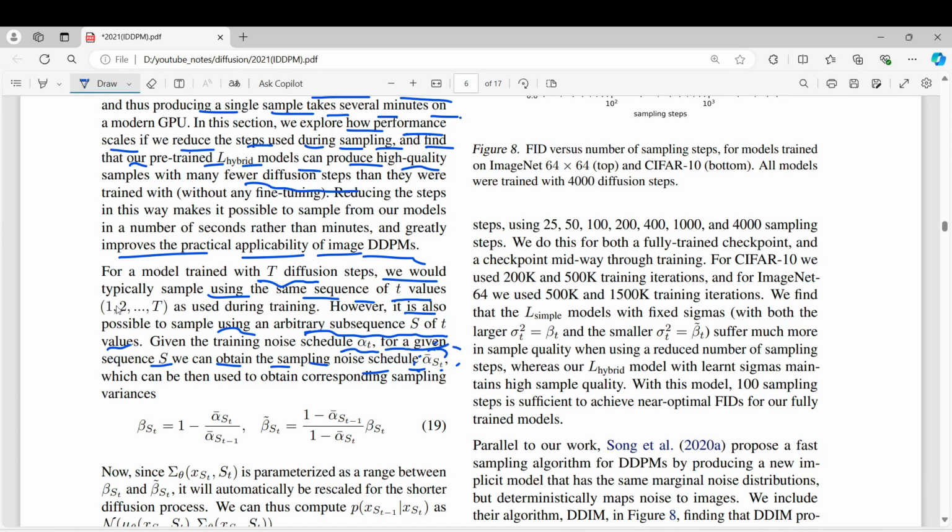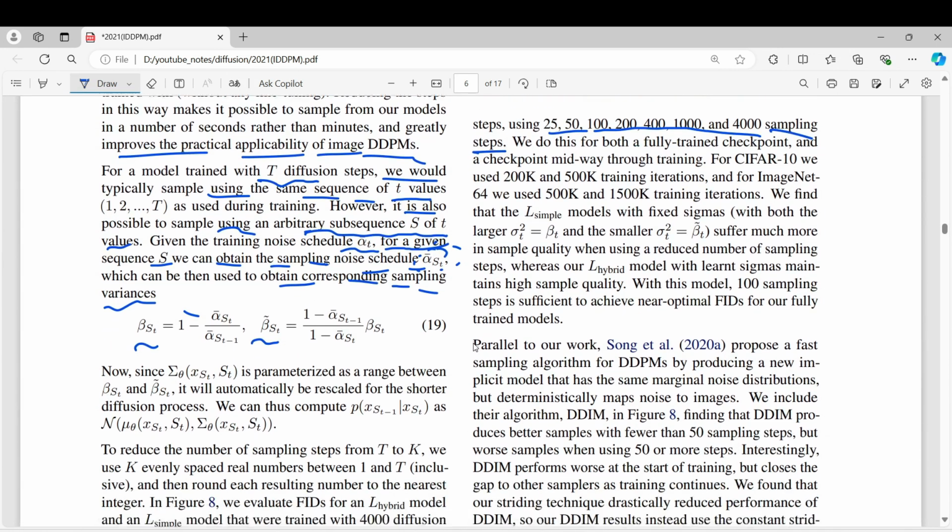So we are not going to focus on steps 1, 2, 3, and we're going to focus on the next subsequence, rather than going from 1 to T. So we focus on this one we are sampling. We can obtain the sampling noise schedule, which can then be used to obtain the corresponding sampling variances. We're going to use these steps rather than going the full way, so we apply this sampling step rather than the full one for which we have trained the model.